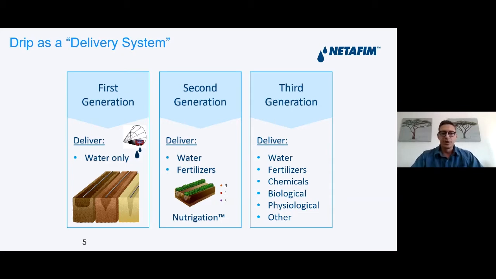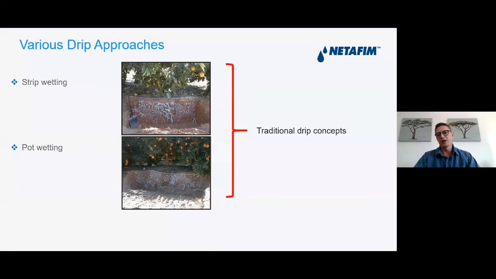If we zoom into drip irrigation a little bit more, in the old days, there was basically two approaches that you could have followed. First of all, in the top picture, you can see there, we talk about strip wetting. So what this means is that the drippers would be typically spaced closer to each other, and we would wet a continuous strip all along the tree row. The other approach was a pot wetting approach, and this is typically where the drippers would be spaced further apart from each other, and we would feed the roots of the tree with water and with nutrients within that pot.